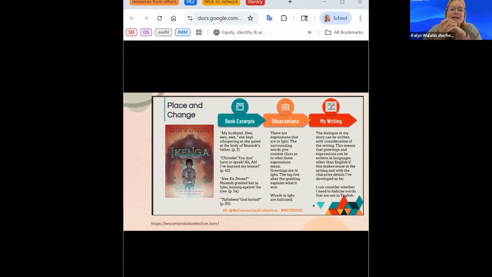I can consider whether I need to italicize words that are not in English. There's actually a big polemic about that these days, where a lot of people are saying, no, I'm not going to put that in italics. I'm just going to say it. And people can either figure it out from the context or they can go outside of the text to find out what it means, right? But it's such an integral part of the text that we're just going to leave it. So there's not a right or wrong answer, but there is a lot of discussion around this. So that could also be a very powerful conversation with students.